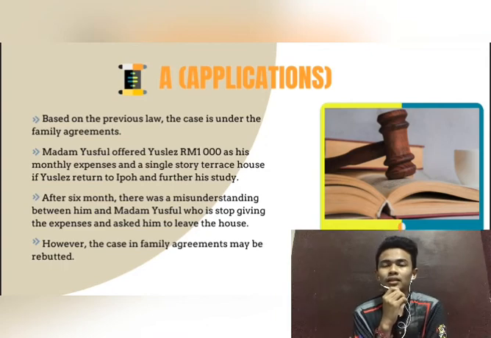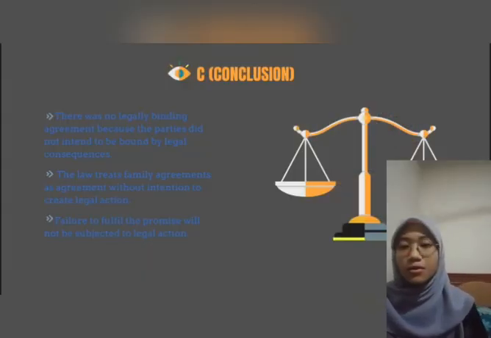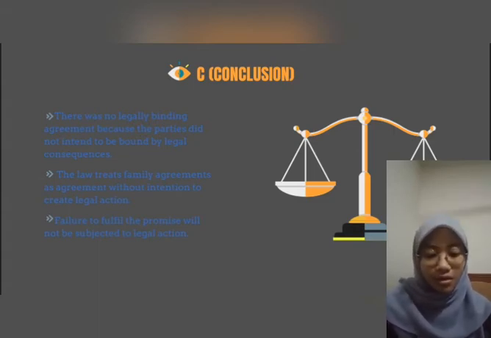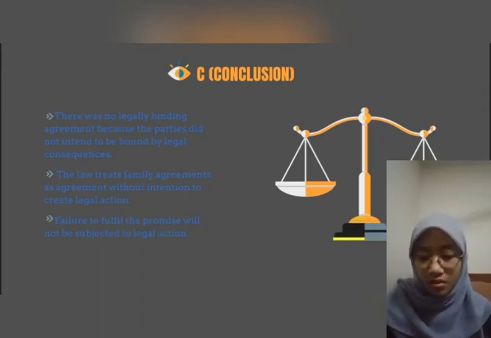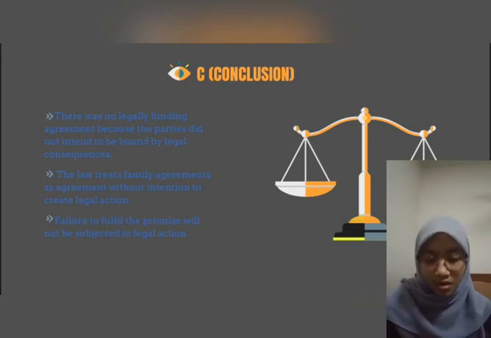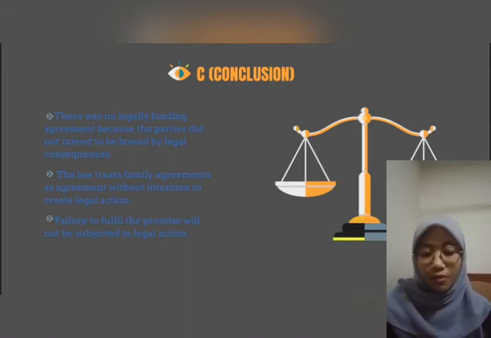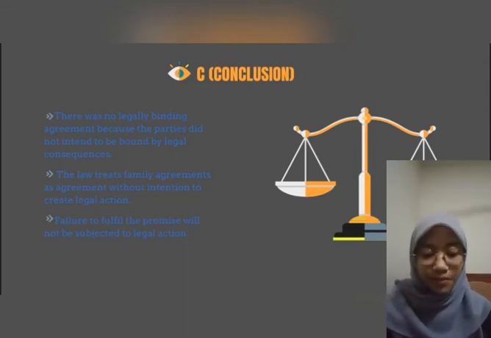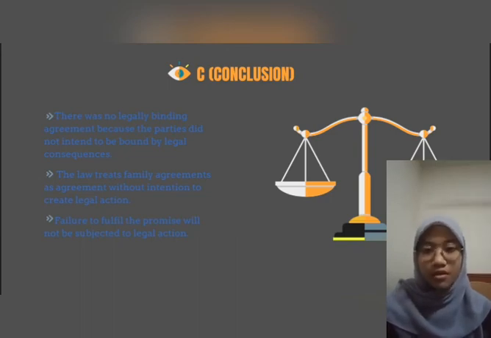In terms of intention to create legal relations, it means that the parties to the agreement are ready to face any consequences if they fail to perform the terms under the contract. There are two presumptions on the existence of intention to create legal relations that can be concluded from the case, which are social, domestic and family agreements, and second, business agreements. The situation between Useless and Madam Useful can be classified as a social, domestic, family agreement because it involves a family relationship, and it treats them as an agreement without intention to create legal relations.